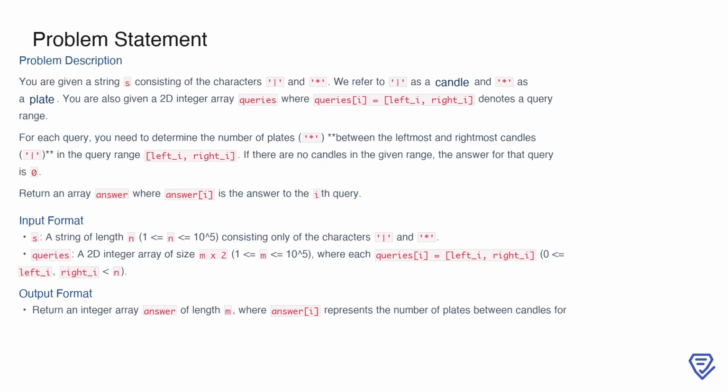The goal is to determine, for each query, how many plates are situated between the leftmost and rightmost candles within the specified range. If there are no candles in the given range, the result for that query will simply be 0. Finally, you are required to return an array where each element corresponds to the result for a specific query. The problem constraints ensure that the string length n can be up to 100,000, and the number of queries m can also go up to 100,000, so efficiency is a key consideration here.